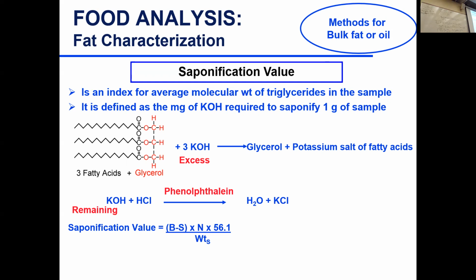The 1 gram, it's defined as milligrams of KOH needed per 1 gram of fat. When I give you 190, it means 190 milligrams needed per 1 gram. Yeah, good.